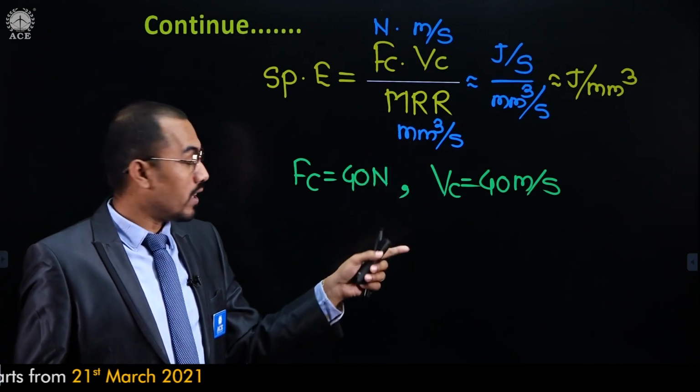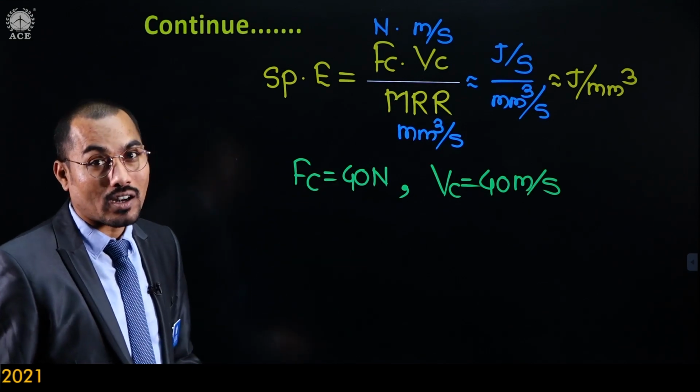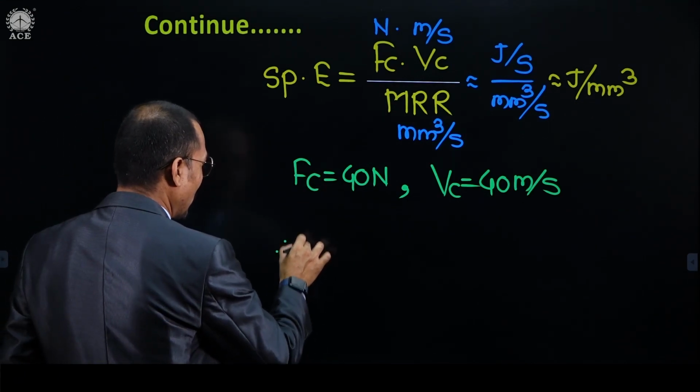Fc is there, Vc is there. Newton times meter gives joule per second. Right? Fine. Now MRR, metal removal rate. Understand MRR. Right? Fine.